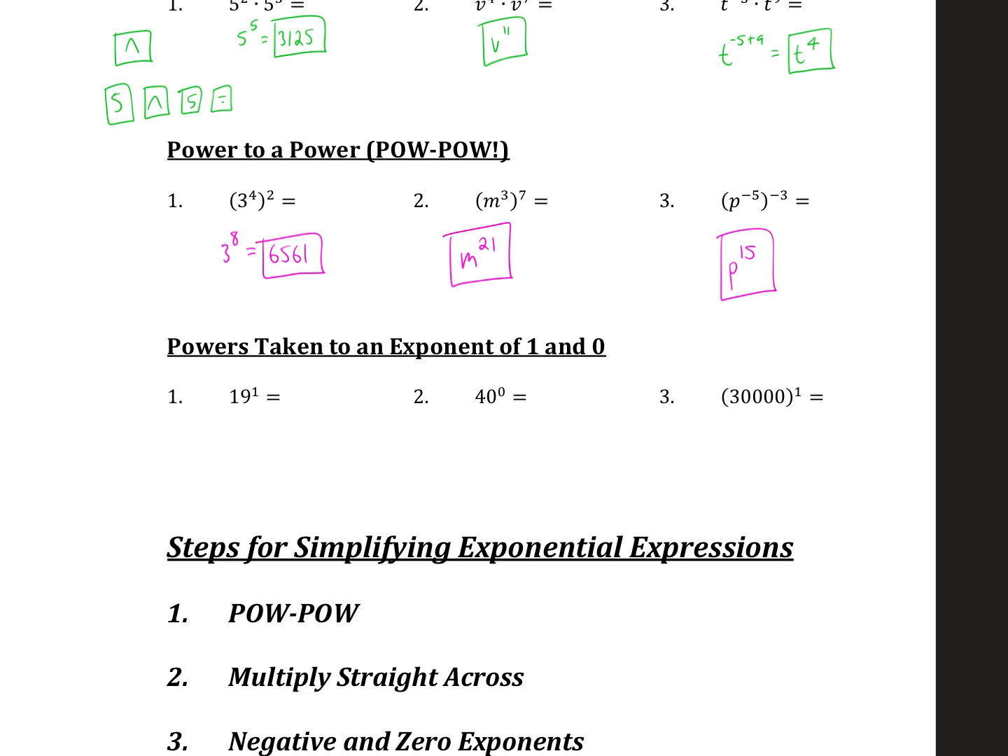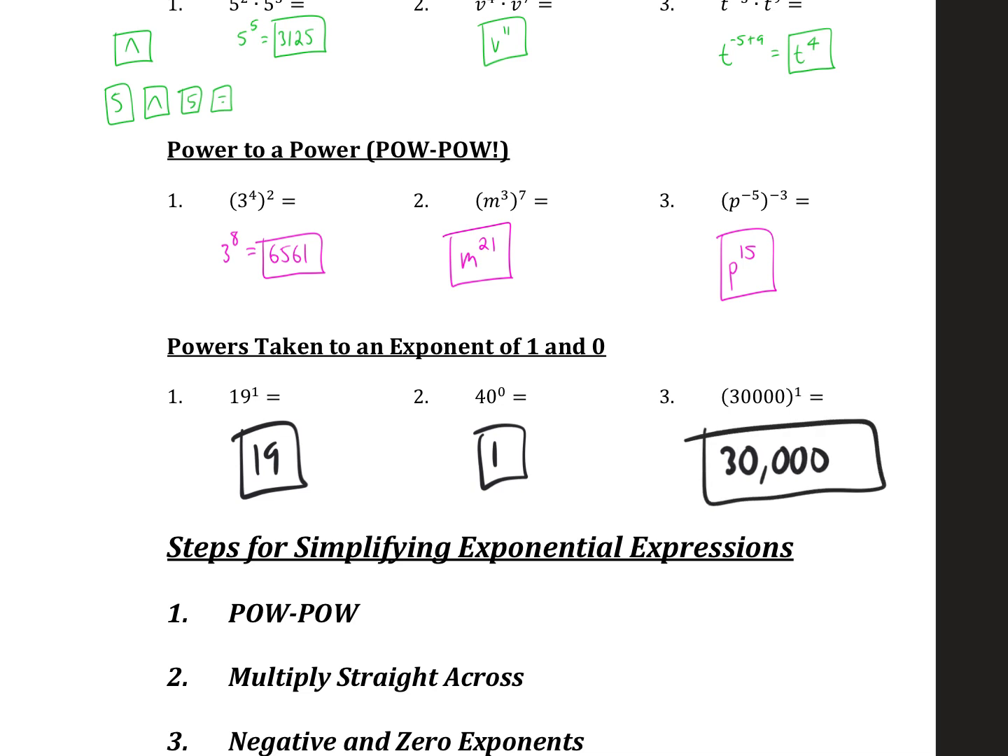All right, so down here, 19 to the 1st power, is that 1 or 19? It's 19. This is really kind of big there. It's 19. It's equal to itself. How about 40 to the 0 power? I think the 0 is going to be 1. How about 30,000 to the 1st power? It's actually going to be 30,000. If you put 1, I tricked you. I did that on purpose to kind of trick you, but yeah, it's the 1st power. It's going to be itself.